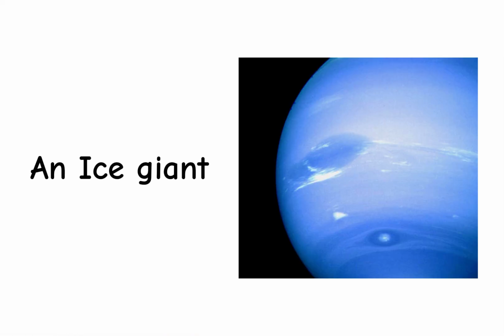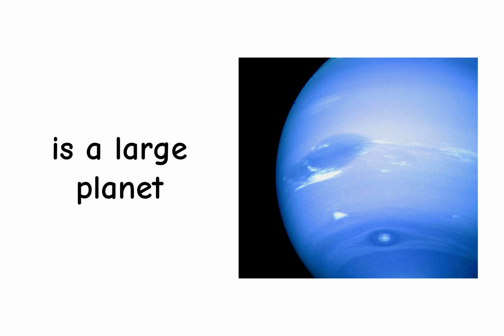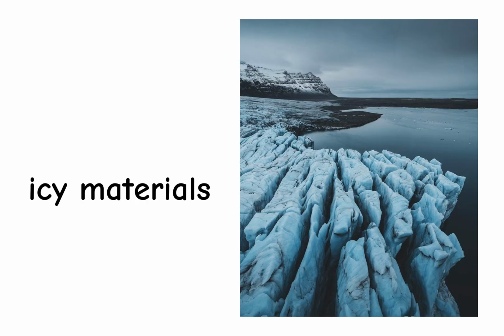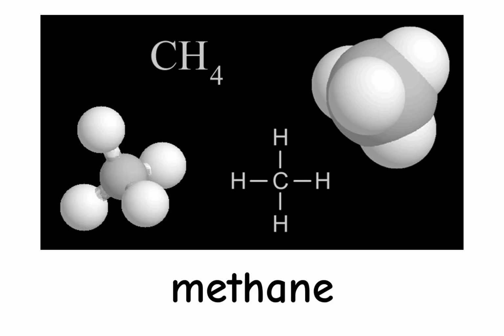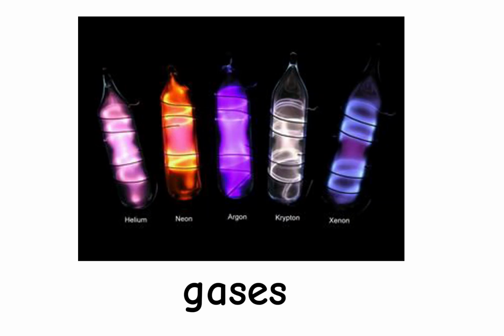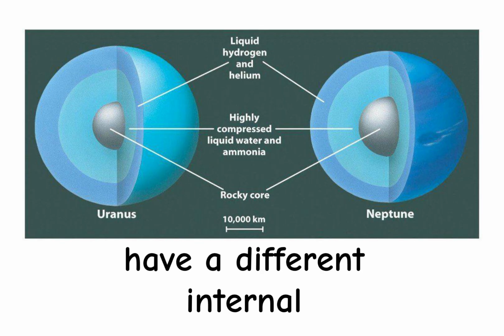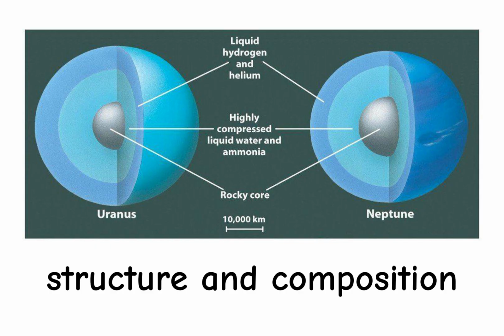Ice giant. An ice giant is a large planet made mostly of heavier icy materials, such as water, methane, and ammonia, mixed with gases. Uranus and Neptune represent this category in our solar system. Although they are sometimes grouped with gas giants, ice giants have a different internal structure and composition.